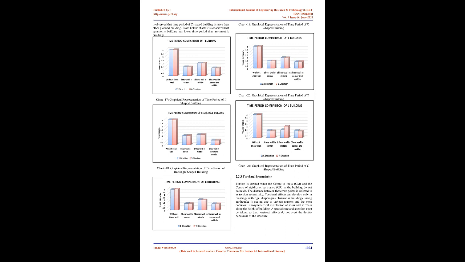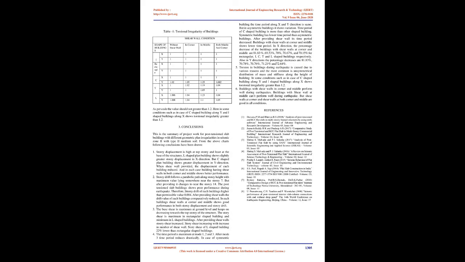2. Storey drift follows a parabolic path along storey height with maximum value lying somewhere near storey 7, but after providing shear walls it changes to near storey 14. The post-tension slab buildings show poor performance during earthquake. Therefore, storey drift of each building is higher than the permissible value 0.004. After providing shear walls, the drift value of each building is comparatively reduced. In each building, shear walls at corner and middle show good performance in both storey displacement and storey drift.